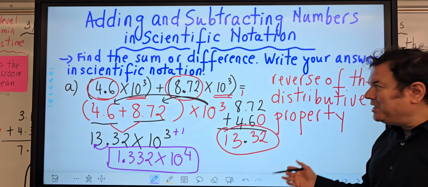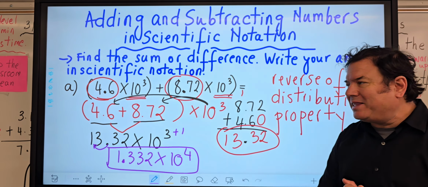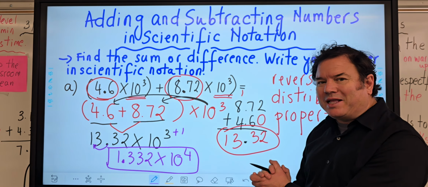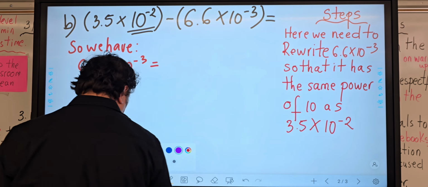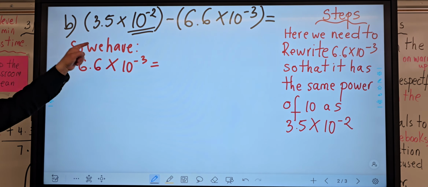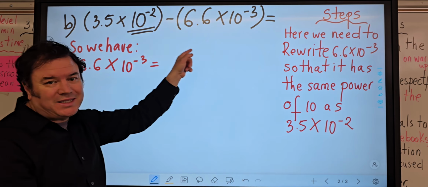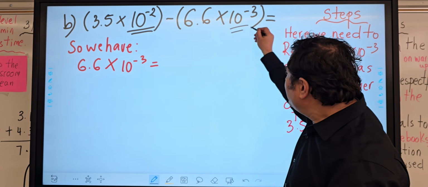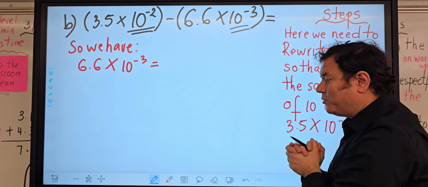This example was quite easy because the exponents were the same. We had 10 to the 3 in the first parenthesis and 10 to the third power in the second parenthesis, and we could use right away the reverse of the distributive property and get to the answer. But let's take a look at example 2. In example 2 here, we have 3.5 times 10 to the negative 2 in a parenthesis minus 6.6 times 10 to the negative 3 in this case. And we see that 10 to the negative 2 is not the same thing as 10 to the negative 3.